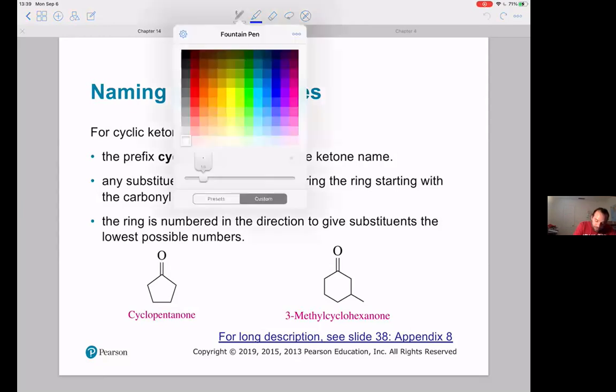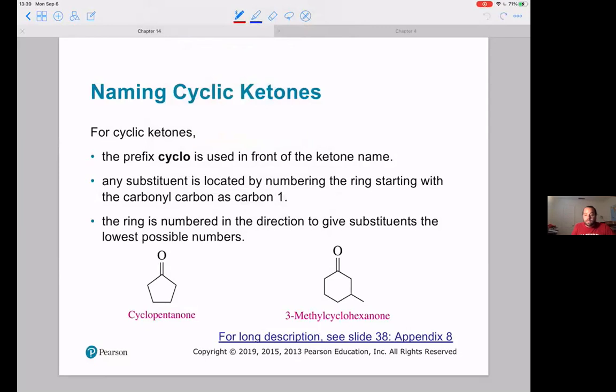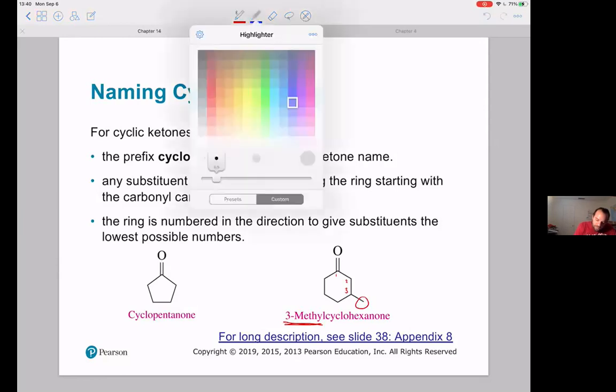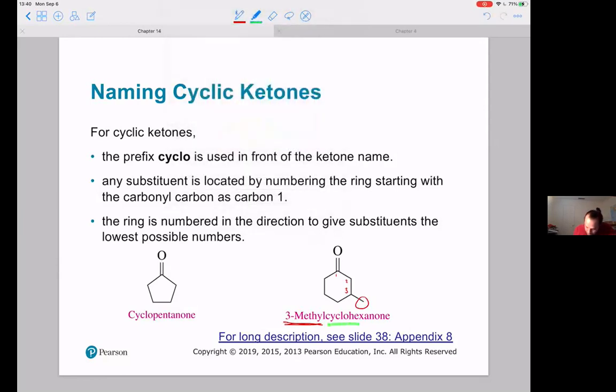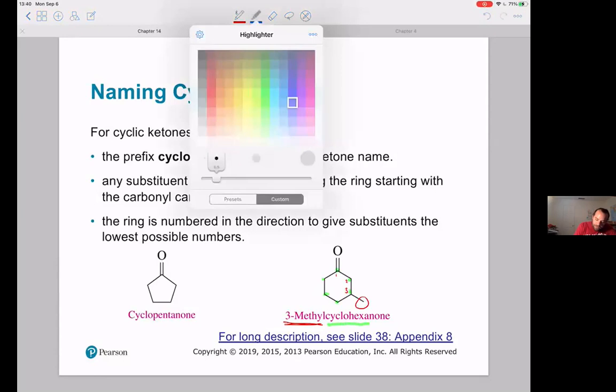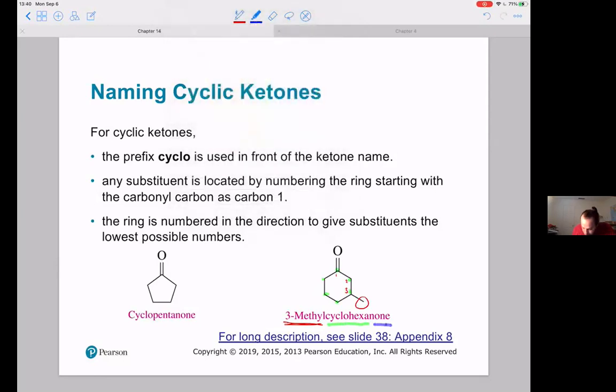When we have other substituents, then we do have to indicate their position because we're going to start numbering at that ketone group. So 1, 2, 3. So this would be 3-methyl, right? And the 3-methyl is my substituent here. We have cyclohexanone, cyclohex, because it's a 6-membered ring. 1, 2, 3, 4, 5, 6. And then again, how we name our ketones is with that -one ending.